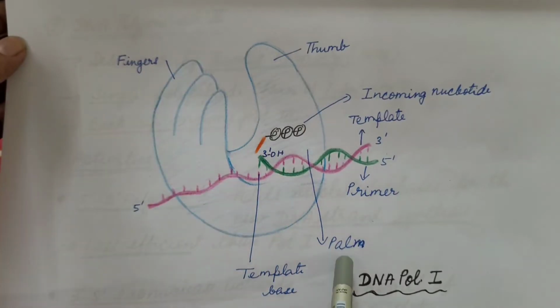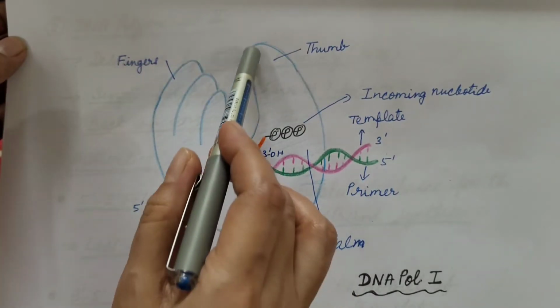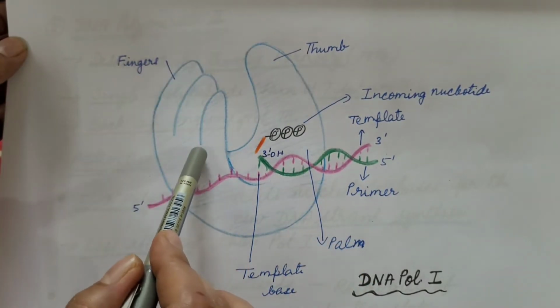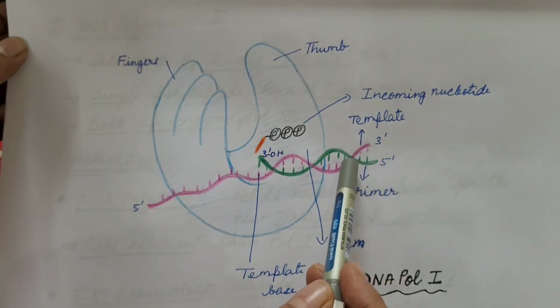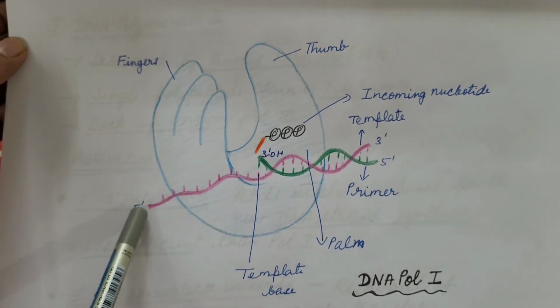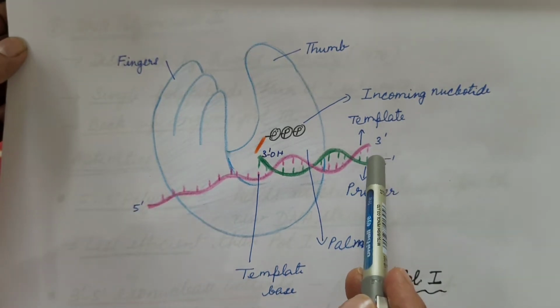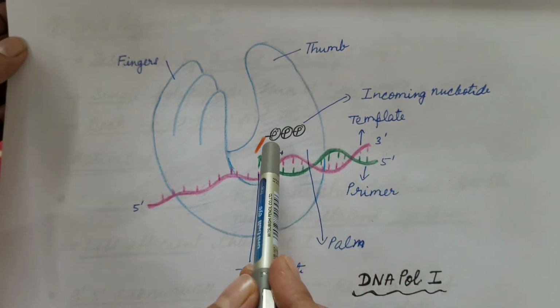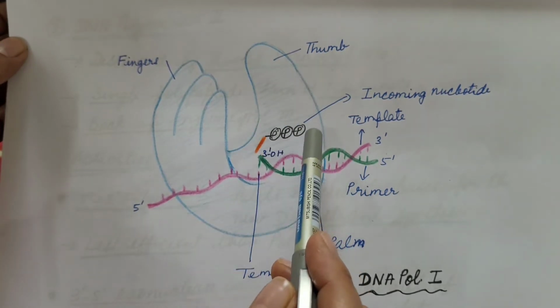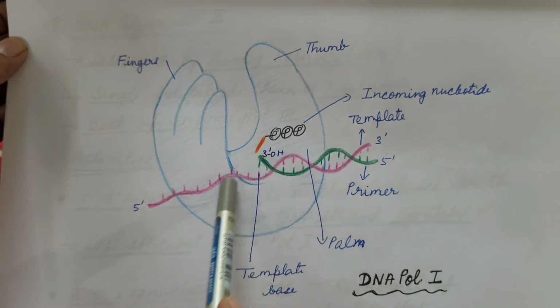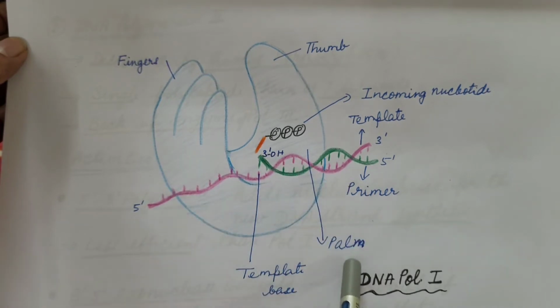This is the structure of DNA polymerase 1. This is the thumb region, the finger domain and the palm region of the palm domain. This is the template strand and this is the primer with 3'-OH end. This is the incoming nucleotide. This template binds to the palm region of DNA polymerase 1.